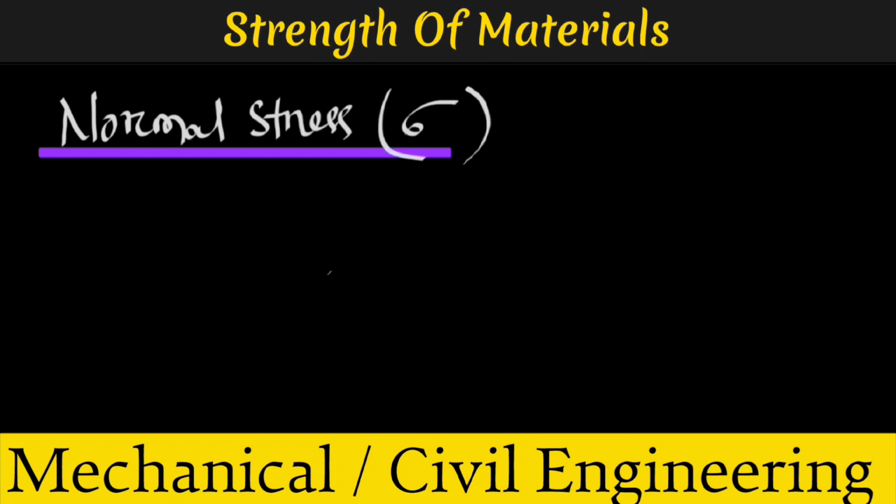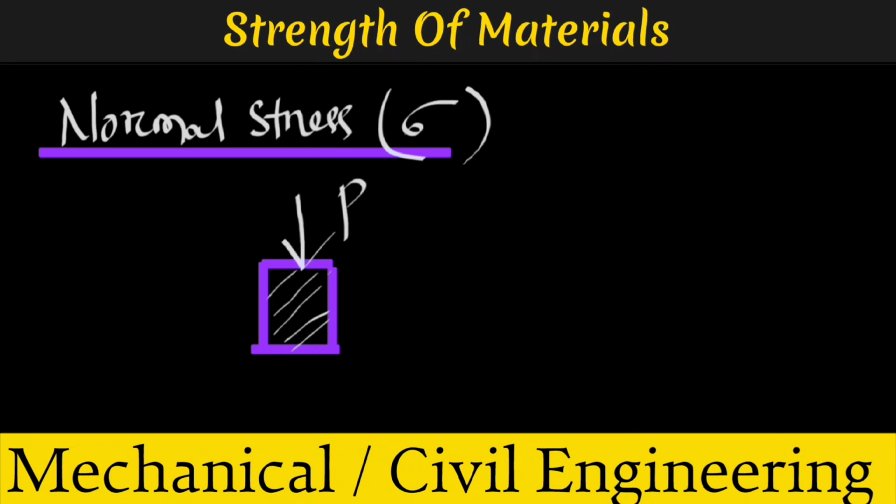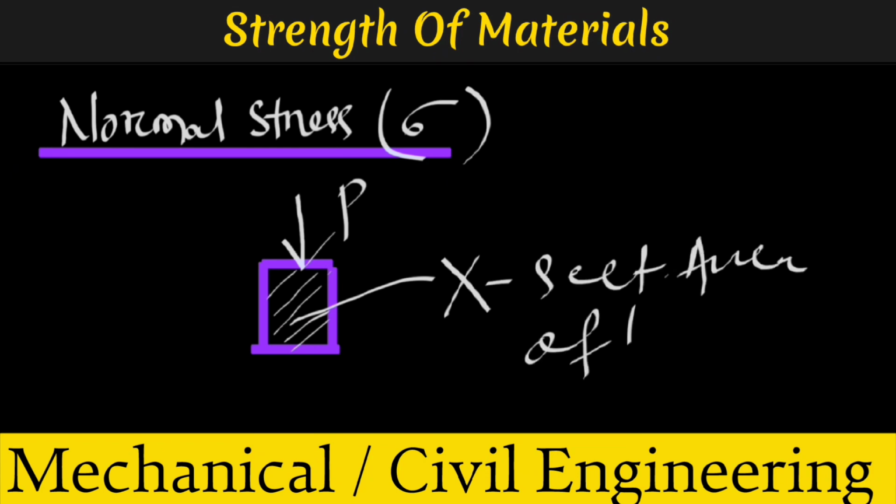Here you can see this is a body. Okay, when you apply load on this body, known as P, the load is P, then this is the cross sectional area of the body. Then what happened? Then we have to calculate the sigma.